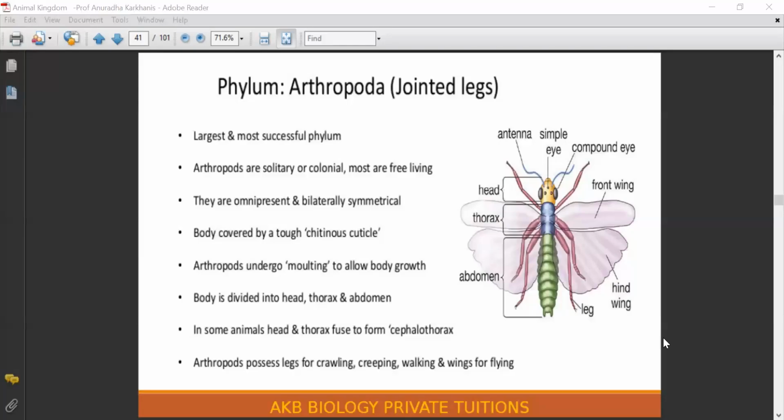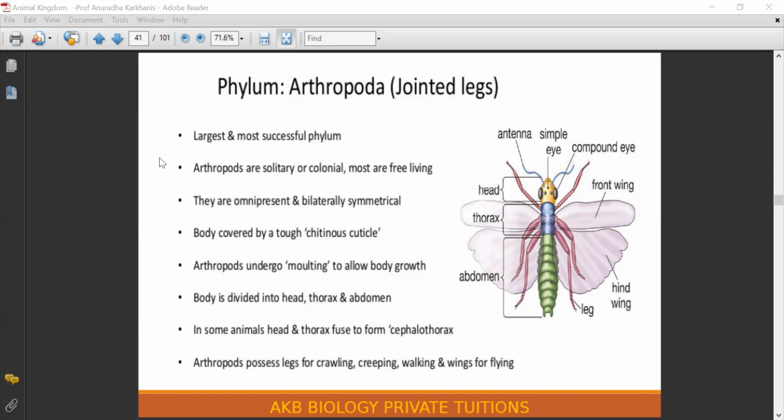Arthropods undergo molting to allow body growth. What do you mean by molting? Molting means they keep on changing from the larval and pupa stage, and finally they emerge out to be insects. That is called molting. They keep changing their body forms.